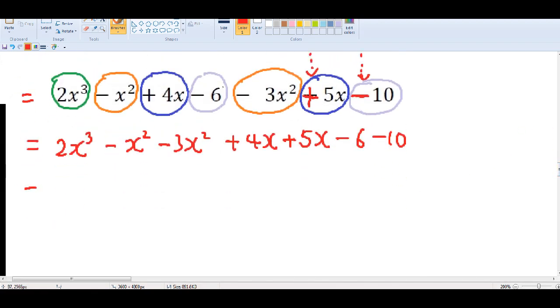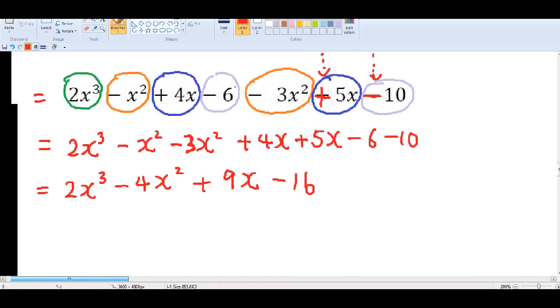So let's simplify. Minus x squared minus 3x squared. What happens? Well, you got minus 1, minus 3. If there's nothing in front of x squared, that means 1. So that's minus 1, minus 3, which is minus 4. Plus 4x plus 5x is plus 9x. Minus 6, minus 10 is minus 16. So there's one solution for that.